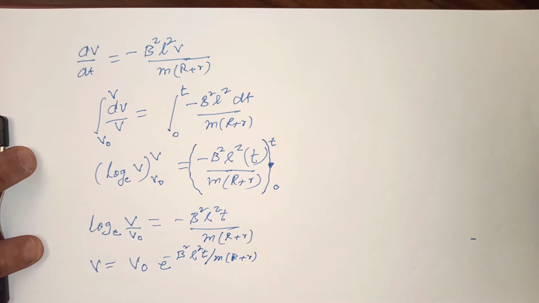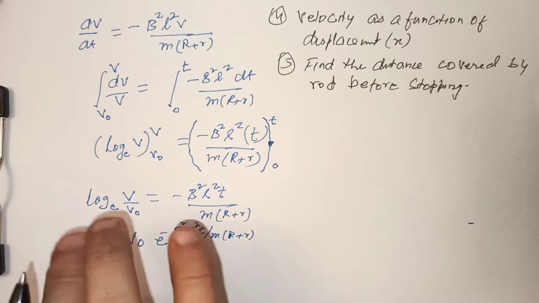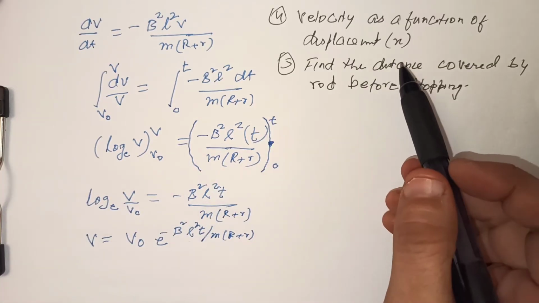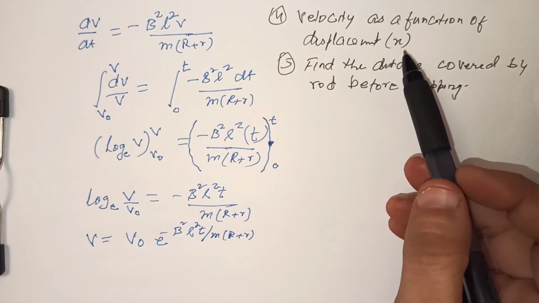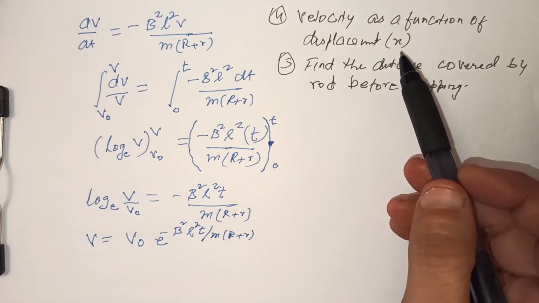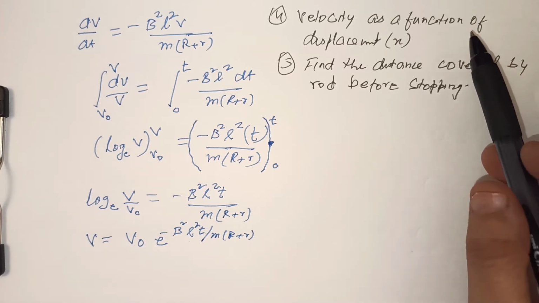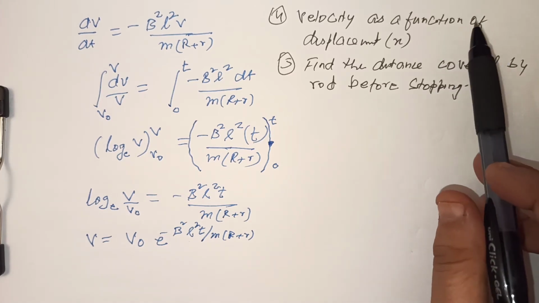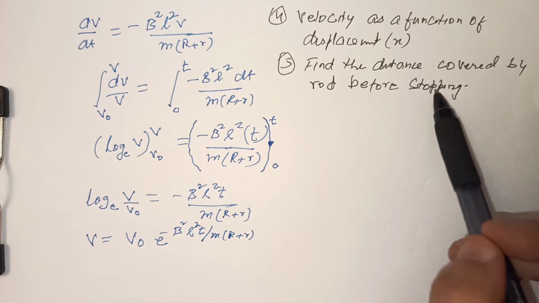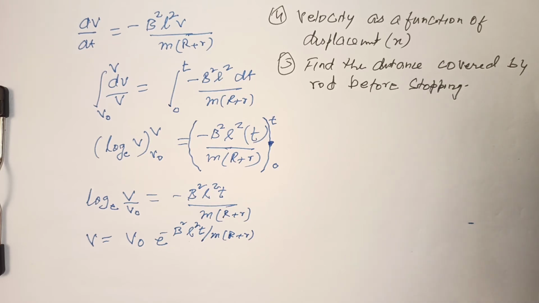So now friends, as you see on the right hand side, there are two portions which are remaining of this question. Sorry guys, I'm repeating this because there was some mic problem. So there are two portions of this question which are remaining, as you see on the right hand side, fourth and fifth. Now fourth says velocity as a function of displacement x.